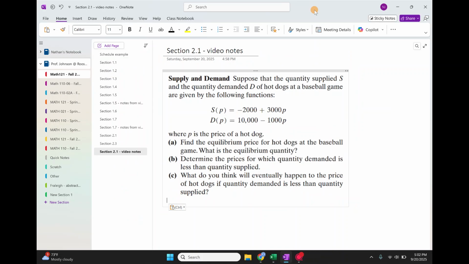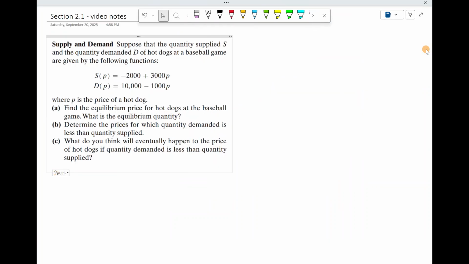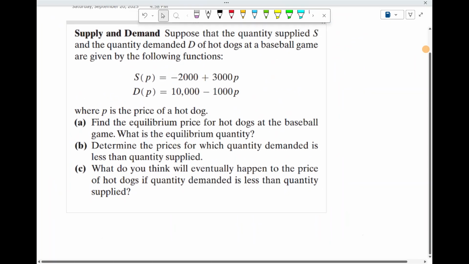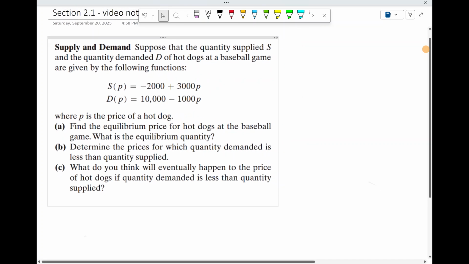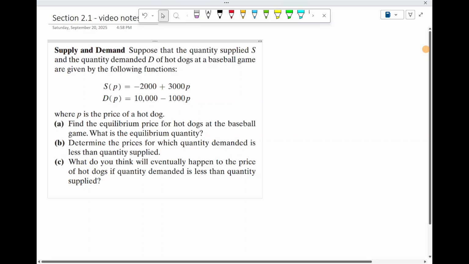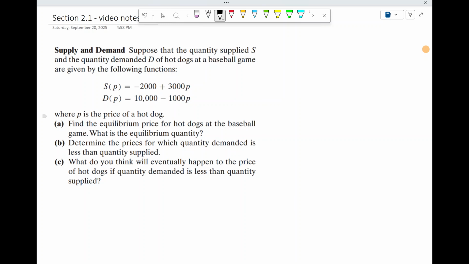Let's just go over a problem. So let's suppose that the quantity supplied S and the quantity demanded D of hot dogs at a baseball game are given by the following functions. S of P is equal to negative 2,000 plus 3,000 P, and D of P is equal to 10,000 minus 1,000 P, where P is the price of a hot dog. And we need to find the equilibrium price for hot dogs at the baseball game. We're going to find that, and then we'll find what is the equilibrium quantity.